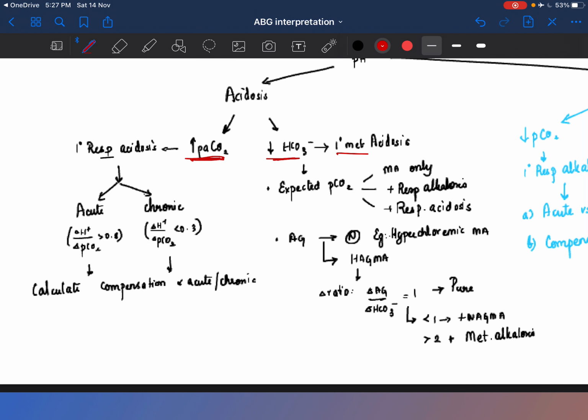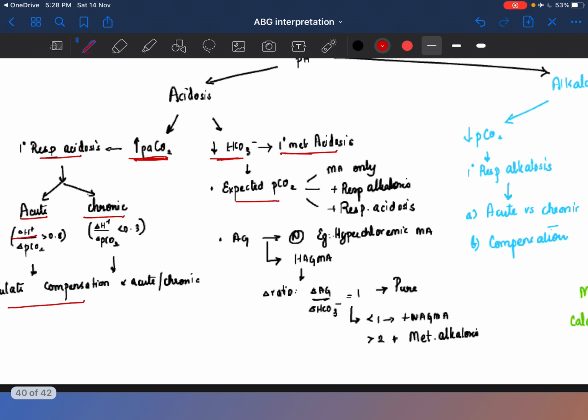If carbon dioxide increases, it is a respiratory acidosis. Then see if it is acute or chronic depending upon your delta H by delta PCO2 ratio. Then calculate compensation depending upon whether it is acute or chronic. Then adequate or inadequate. If it is metabolic acidosis, then calculate your expected PCO2. See if it is metabolic acidosis only or associated with respiratory alkalosis or respiratory acidosis.